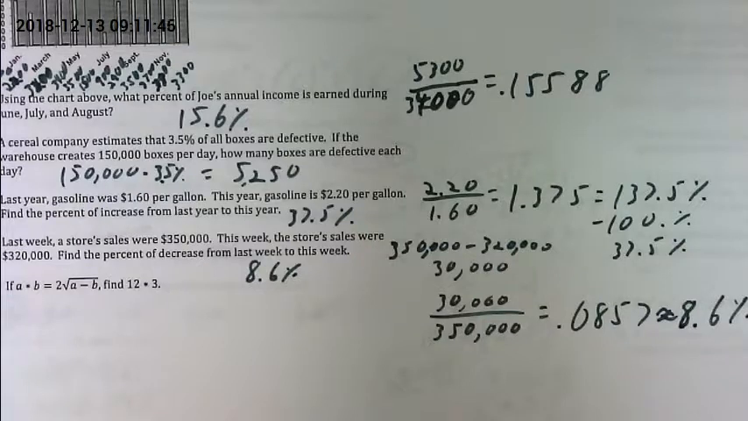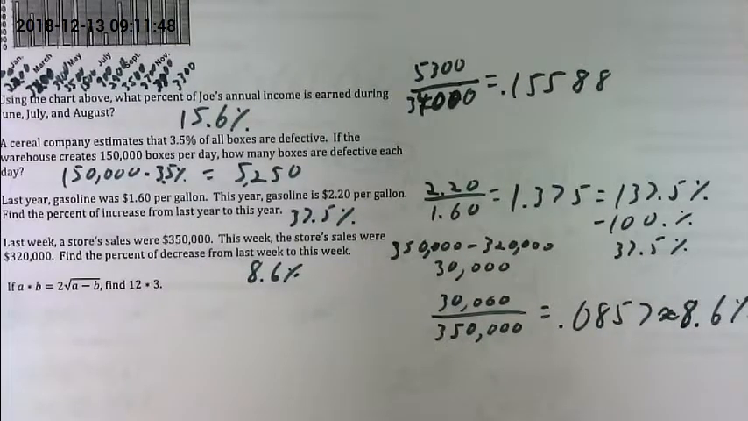Again, if you wanted to, you could have done it the same way that I did the last problem. Did the 320,000 over the 350,000, and then you had to, again, subtract 100 to find the difference.